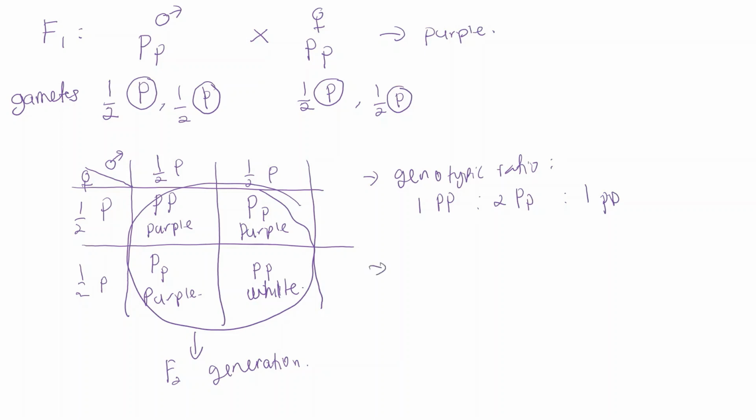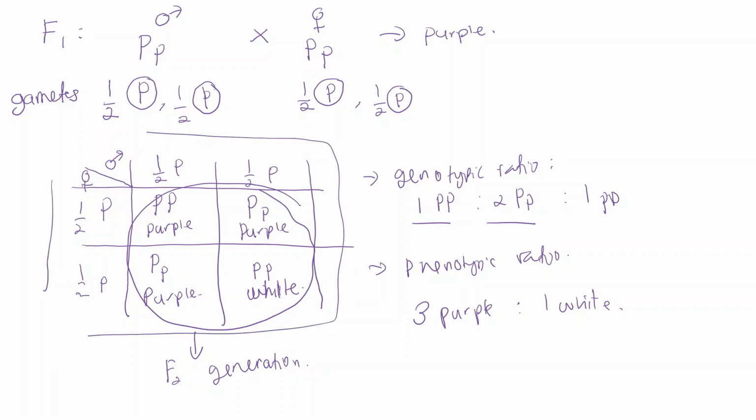And the phenotypic ratio for the F2 generation would be 3 individuals that have purple flower, from these two genotypes, and 1 individual with white flower. Okay, so that's how you construct a Punnett square. So this is basically a Punnett square.